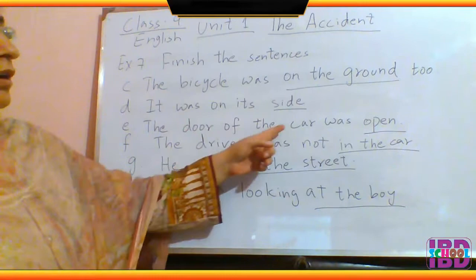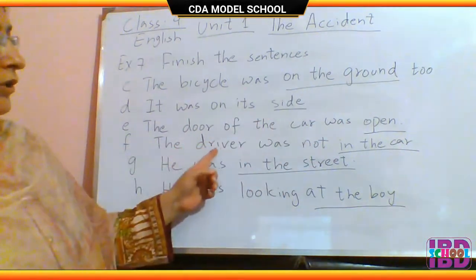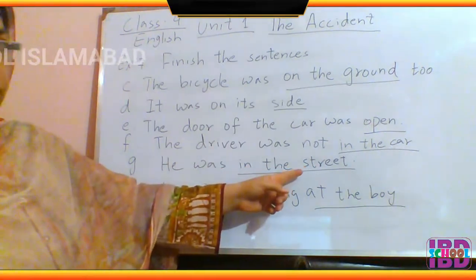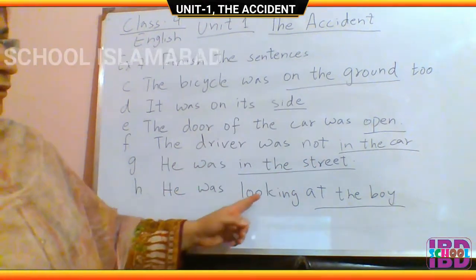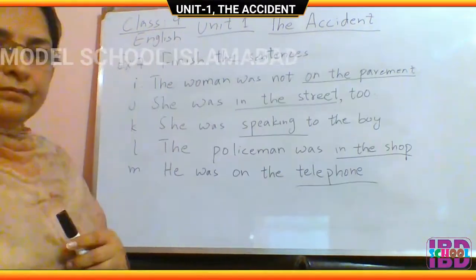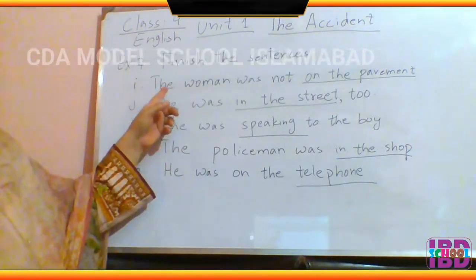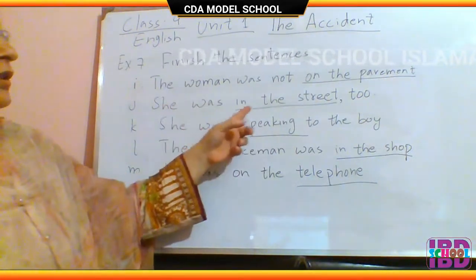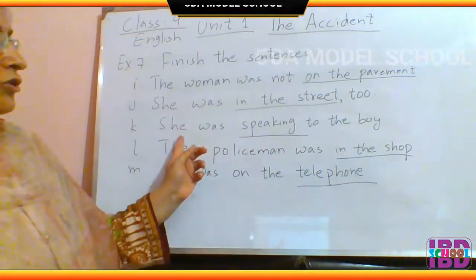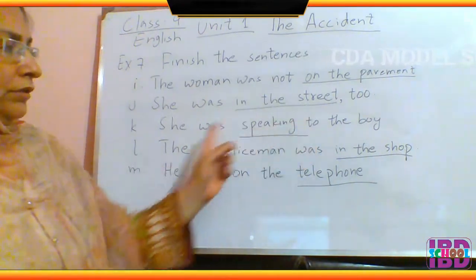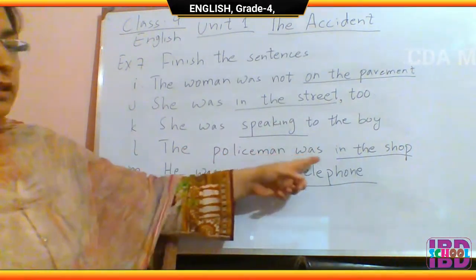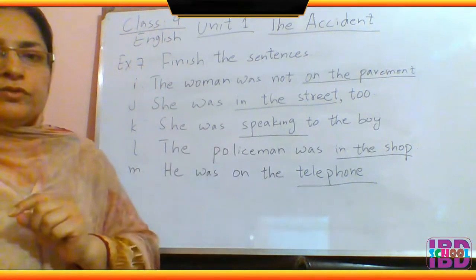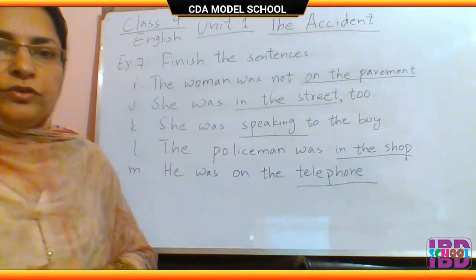The door of the car was open. The driver was not in the car. He was in the street. He was looking at the boy. The woman was not on the pavement. She was in the street too. She was speaking to the boy. The policeman was in the shop. He was on the telephone. Students, you will do this exercise in your copies.